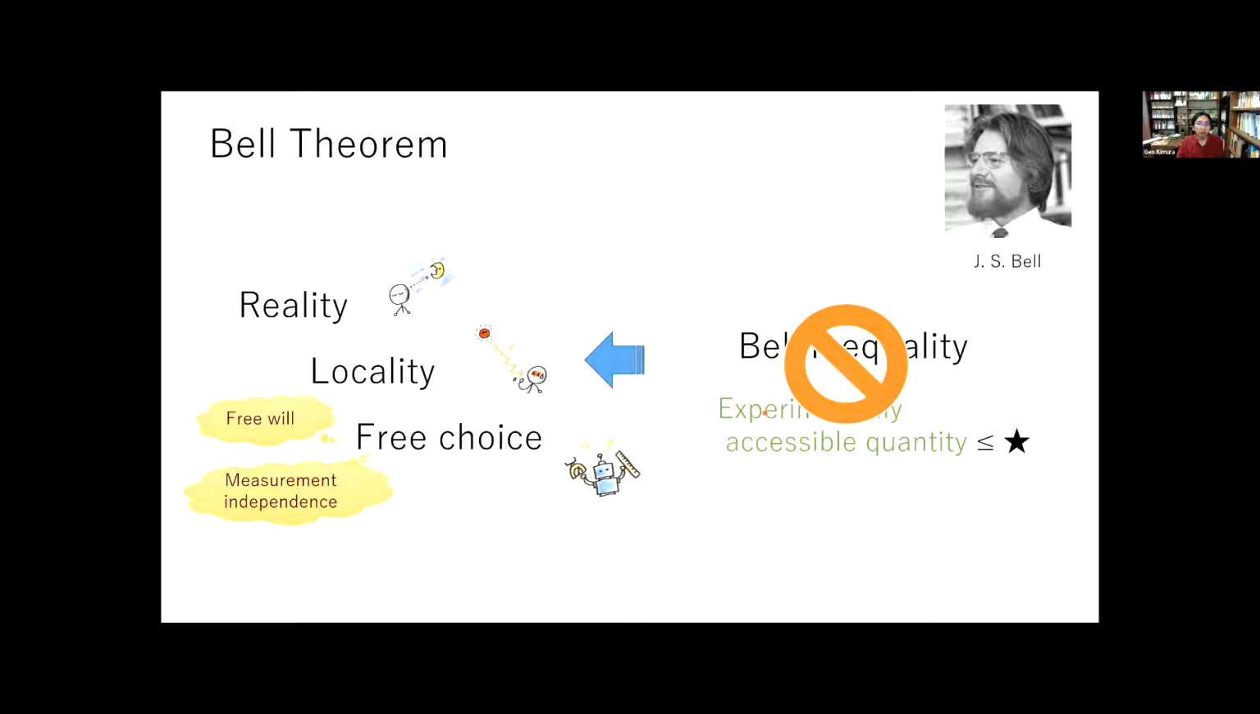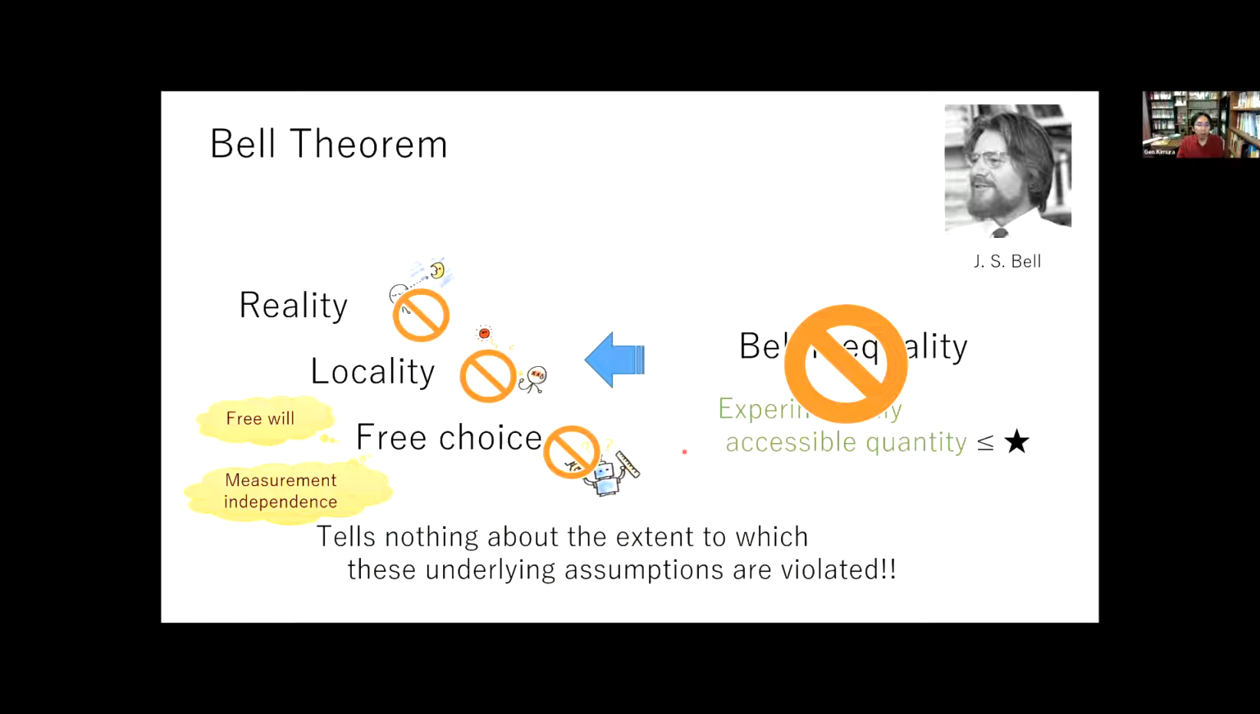Therefore, the violation of Bell inequalities implies the incompatibility of these assumptions. So in other words, to understand our world, we must give up at least one of the assumptions of reality, locality, or free choice. And this result itself is quite surprising, of course, and some people consider this the most profound discovery in the history of science.